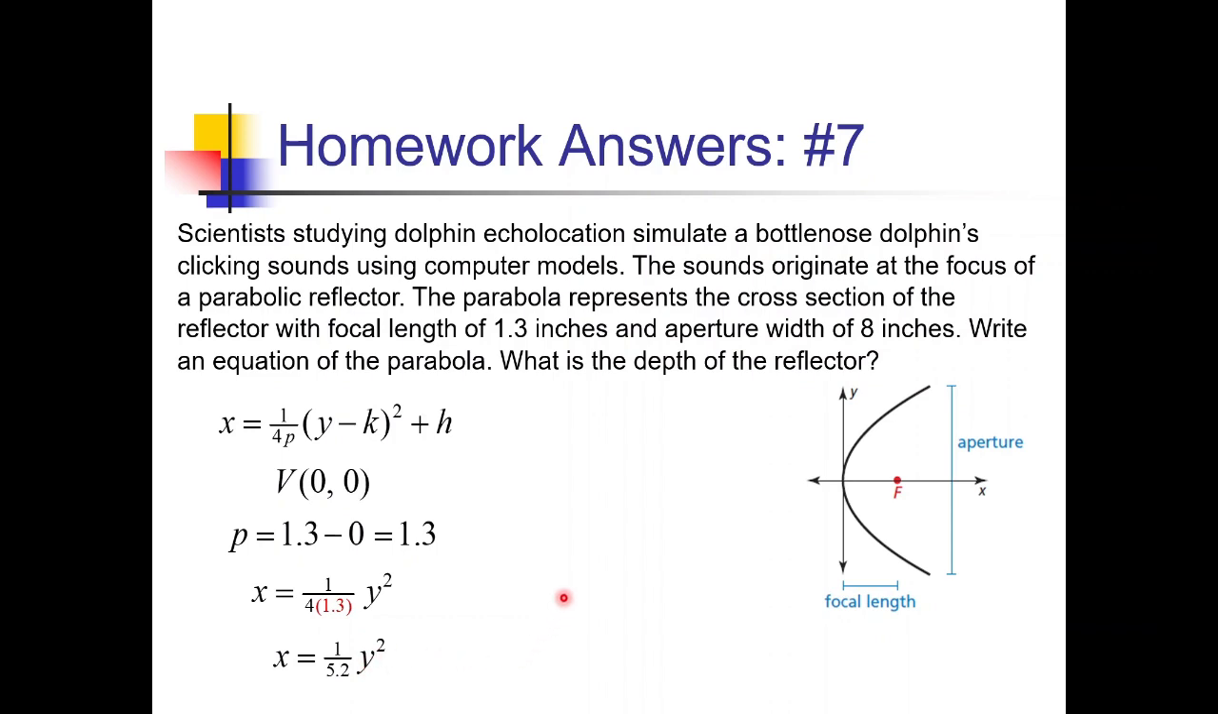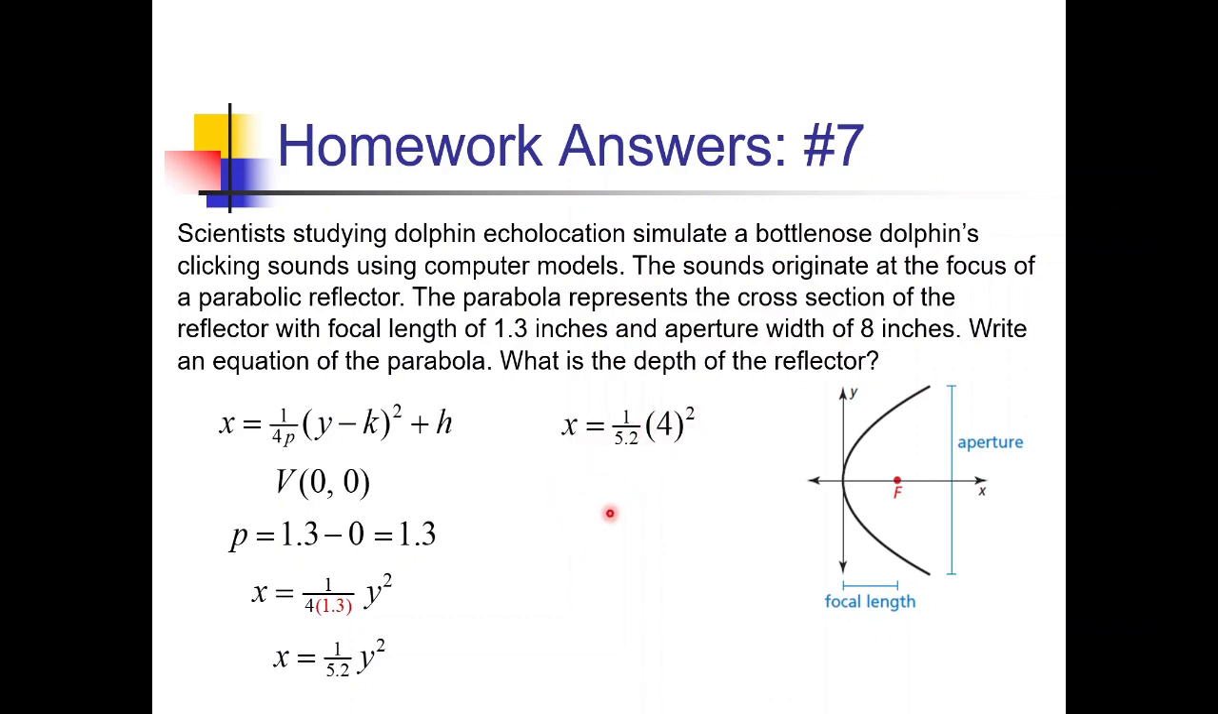This works. We do need to find the depth of the reflector though. So in order to figure that out, we're essentially asking, what is the distance from the y-axis to the highest point of this parabola when it describes this aperture opening here. So to get that value, we basically need to take half the aperture. We need the distance from the center of this thing to one of the outsides. So for the y value we're plugging in, we're going to take half of 8, which is 4. So we're going to do x equals 1 over 5.2 times 4 squared.